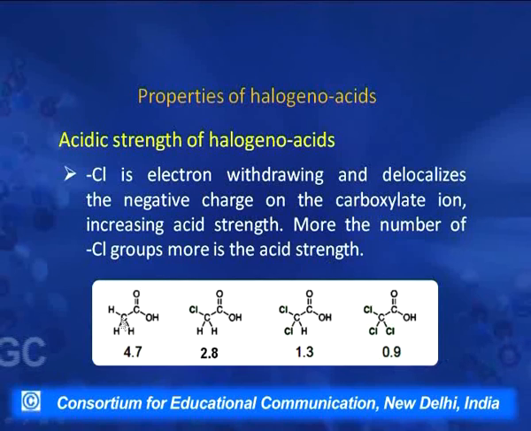This is the example. This is acetic acid. These are pKa values given. pKa for acetic acid is 4.7, and if we have chloroacetic acid, pKa is 2.8, if it is dichloroacetic acid, pKa becomes 1.3, and for trichloroacetic acid it becomes 0.9. You know that higher the pKa value means weaker the acid. So, strongest acid amongst these is trichloroacetic acid.